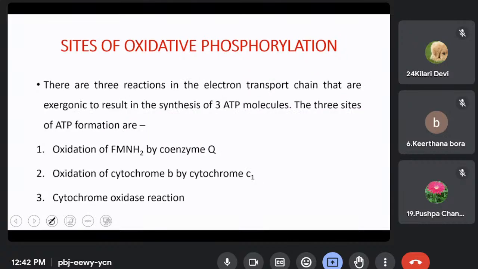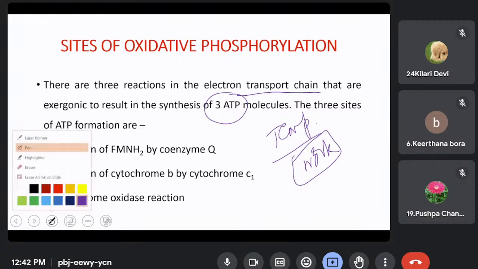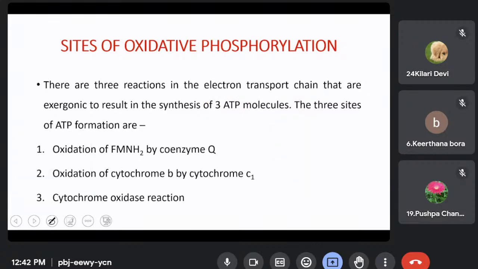Next, what are the sites of oxidative phosphorylation? Let us see what the different sites are so that we can understand how FADH2 bypasses the first phosphorylation site. There are three reactions in the electron transport chain that are exergonic. Exergonic means those that release energy. These reactions result in the formation of three ATP molecules. When energy is released, work is performed, and that is utilized in the synthesis of ATP.